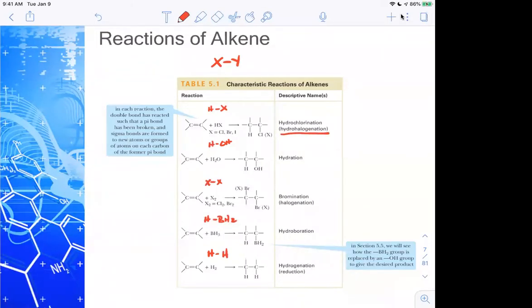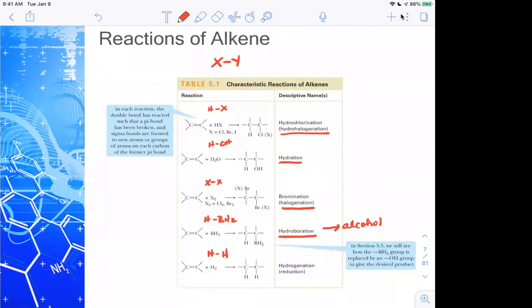If I add water, which is H and an OH, I'm going to call that a hydration. This would be halogenation. If I add bromine, it's a bromination. If I add iodine, it's an iodination. If I add chlorine, it's a chlorination. Hydroboration is an intermediate where I actually go on and I form an alcohol.